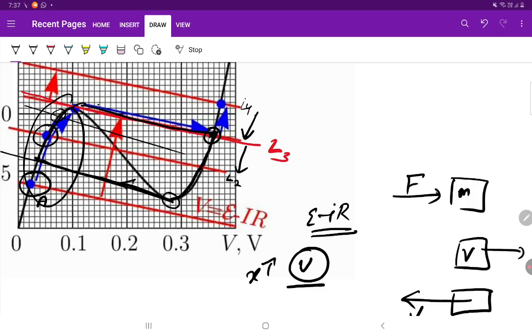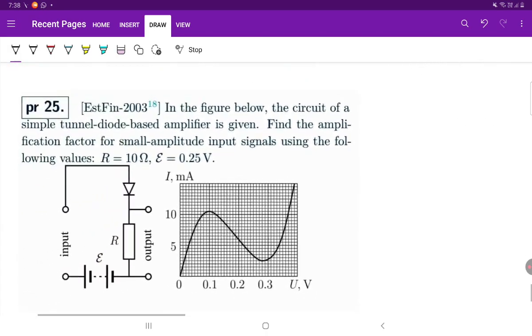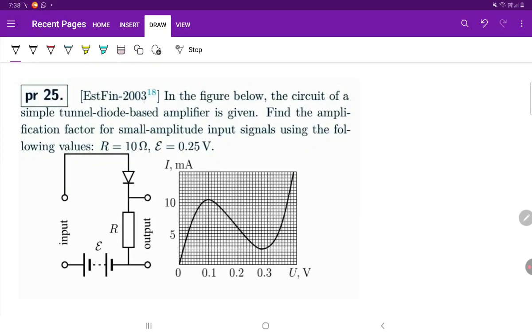Okay, so we don't have much problem here, but let me show you another question where you might face some problems. Now we'll be looking at a question relevant to this concept. The question is from Estonian-Finnish 2003. The question says the circuit shown is a simple tunnel diode based amplifier. Find the amplification factor for small amplitude signals using the following values: R is equal to 10 ohm and E is equal to 0.25 volt.